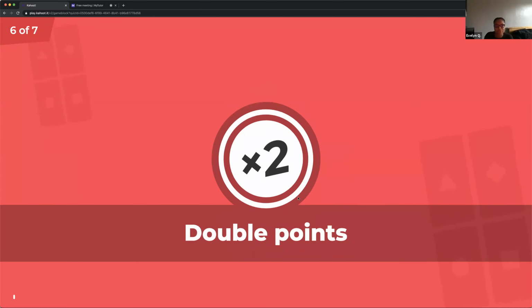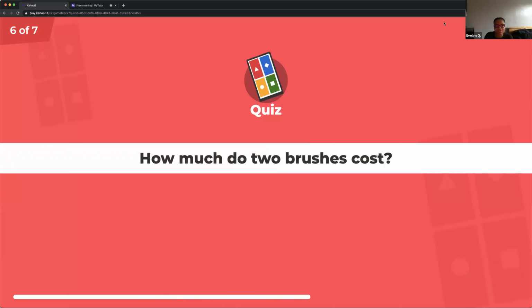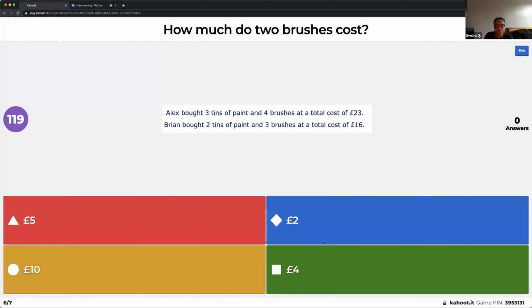Right, next quiz is worth double the points. How much do 2 brushes cost? Be careful with this question. Just a little hint, not only do you need to form the equations and solve it, but now you need to tell me how much do 2 brushes cost, not 1. So be very careful with that one.